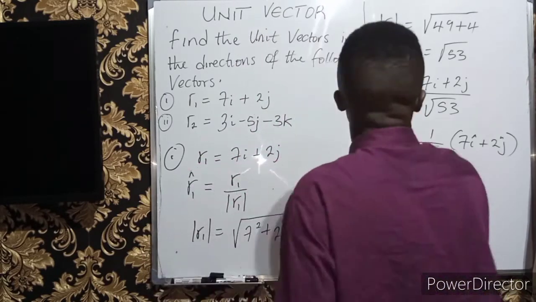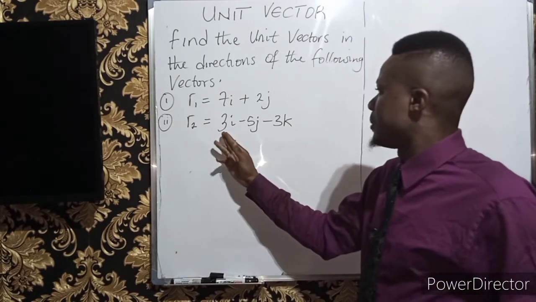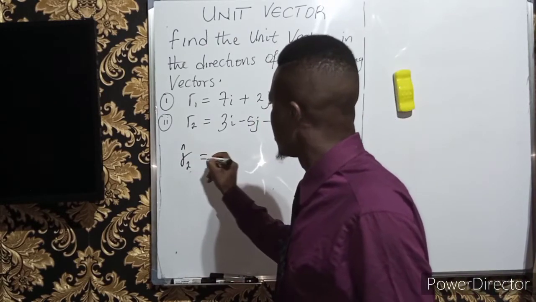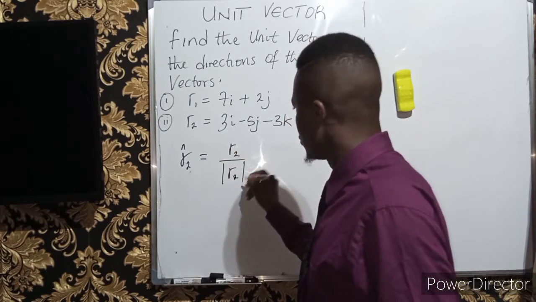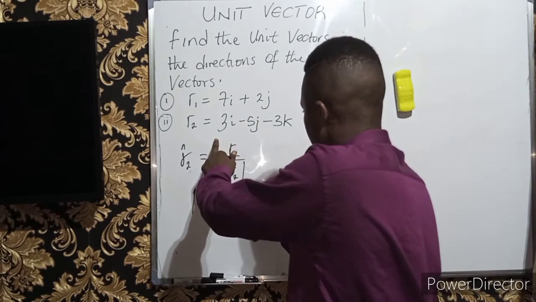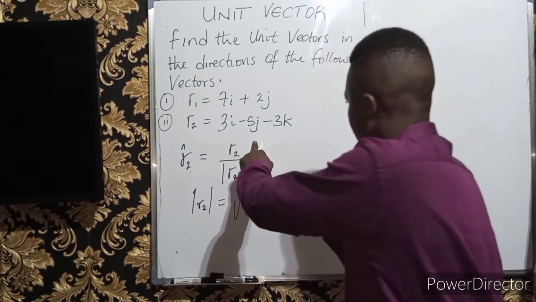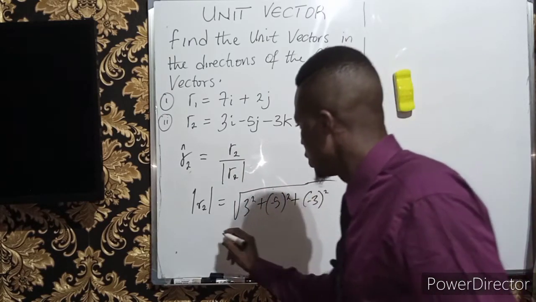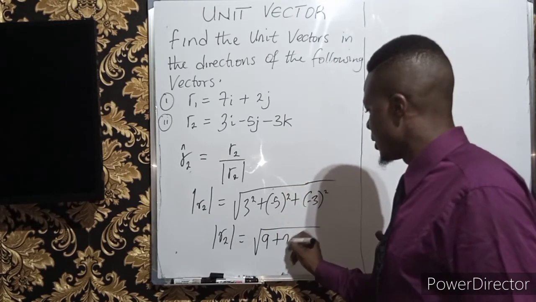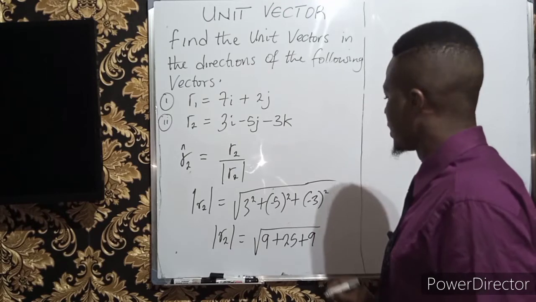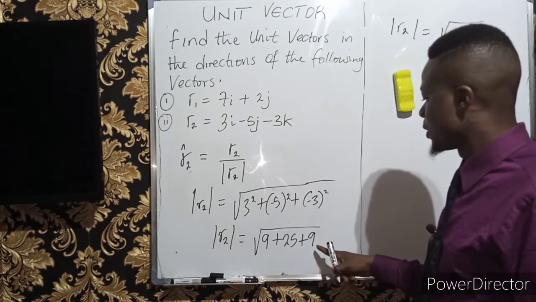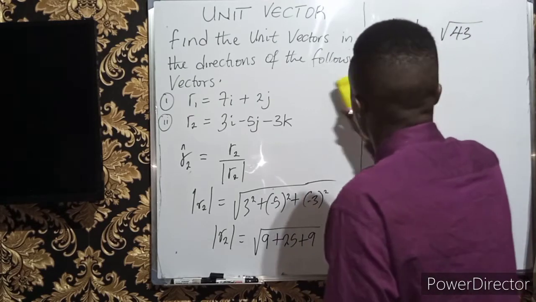So let us take the second one. The second problem is in 3 dimensions, as you can see, while the first one is in 2 dimensions. So now r2 hat, which is the unit vector, is the same thing as r2 over modulus of r2. So let us get the modulus of r2. Modulus of r2 is the square root of 3 squared plus minus 5 squared plus minus 3 all squared. 3 squared is 9, plus minus 5 squared is 25, plus minus 3 squared is still 9. So the square root of 9 plus 25 is 34, plus 9 is 43. So this is the modulus.